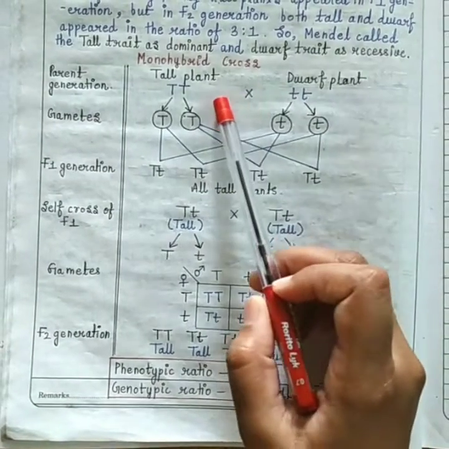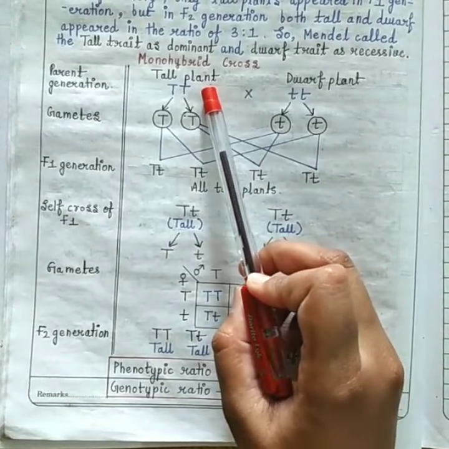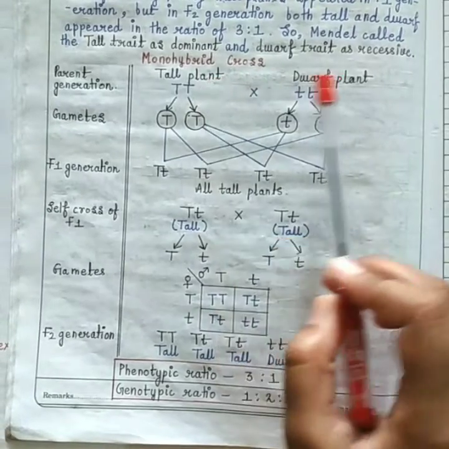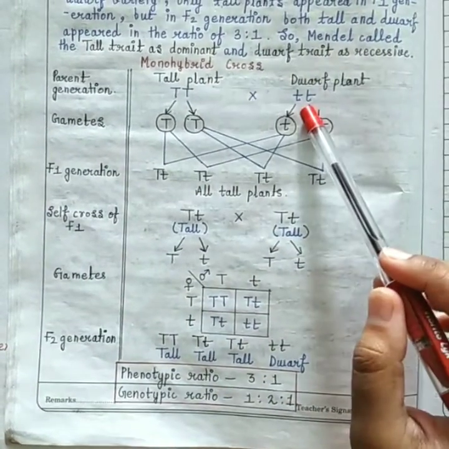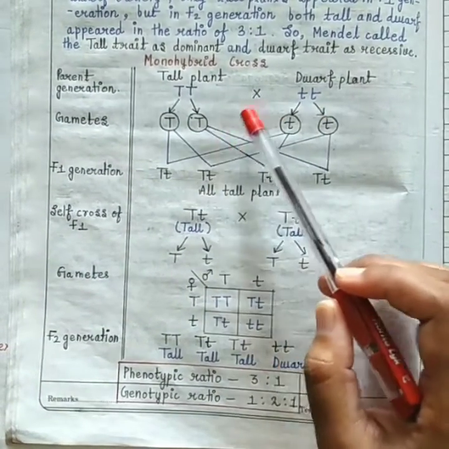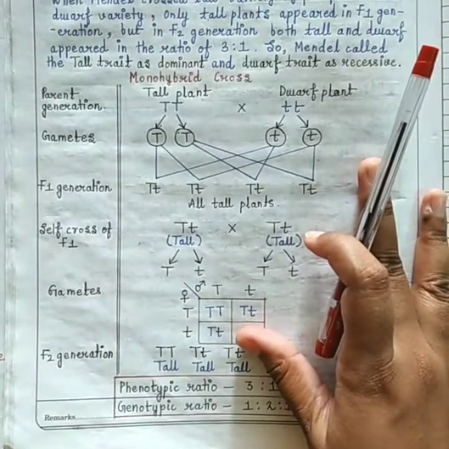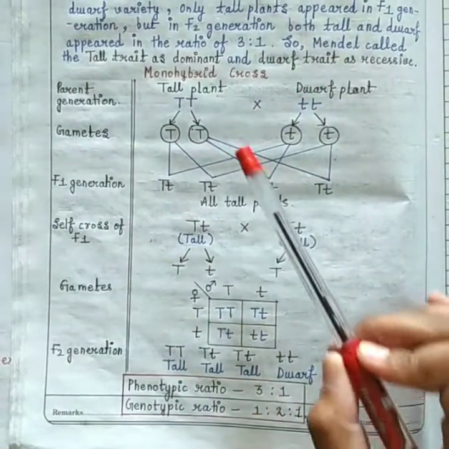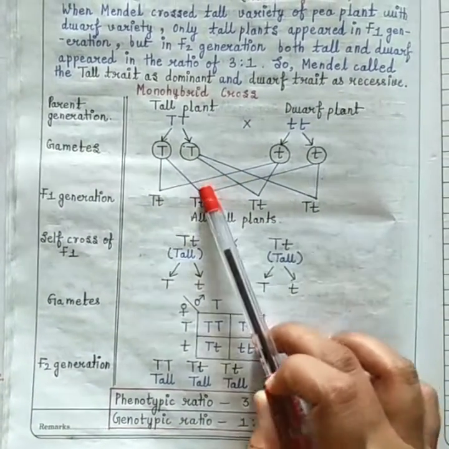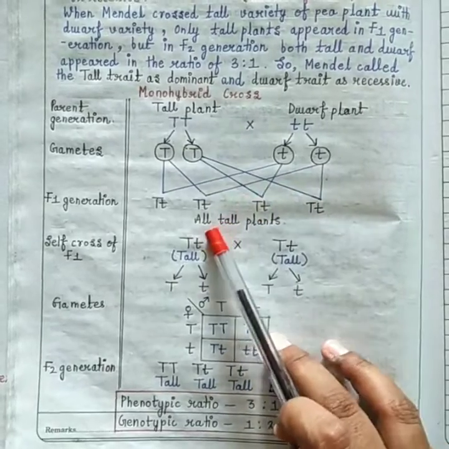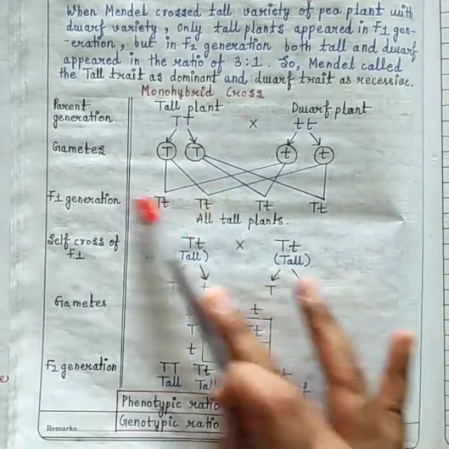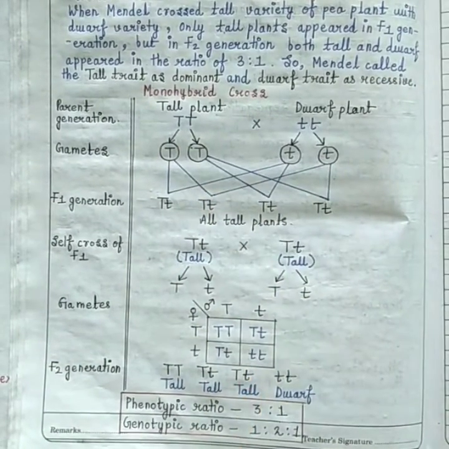Monohybrid cross is the cross in which we study the inheritance of only one pair of character. Now here in this cross, we are studying the inheritance of height of the plant. हम height of the plant का inheritance study कर रहे हैं, तो सिर्फ हम एक pair of character study कर रहे हैं, that is tallness and dwarfness. So when one pair of character is studied, then we call it monohybrid cross. So let's proceed.